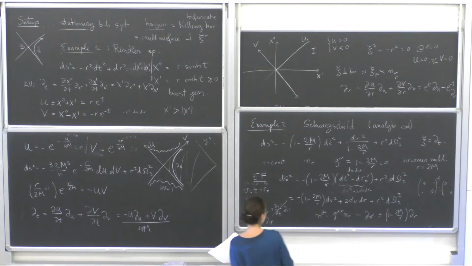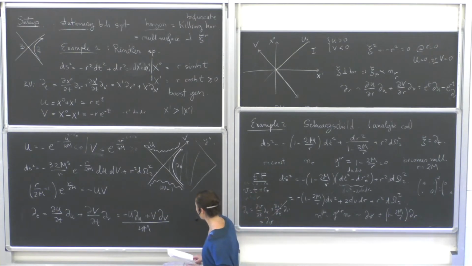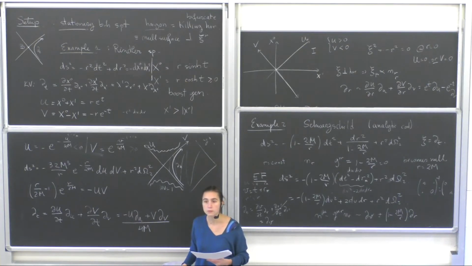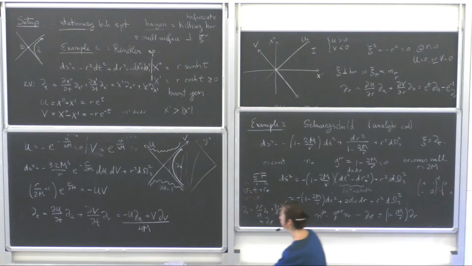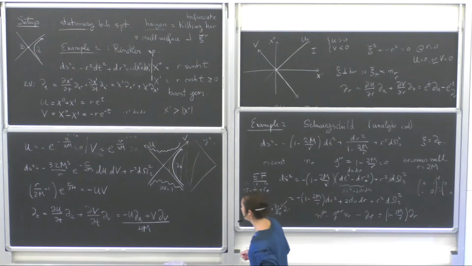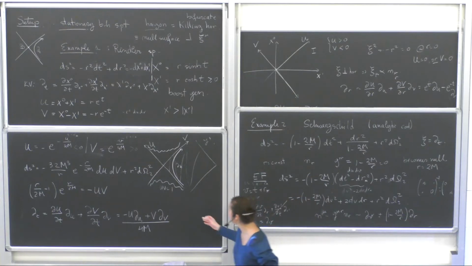Okay, and now, what am I doing? What I'm doing is the following. Questions? No. Okay, good. So it should be obvious that this guy is perpendicular to the horizon.